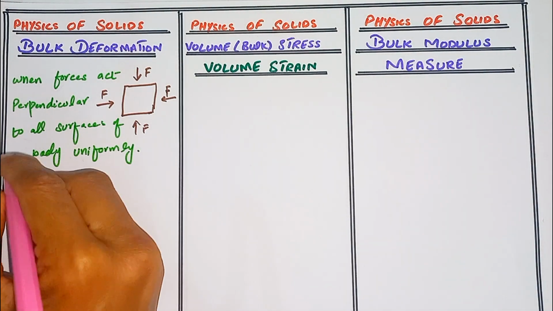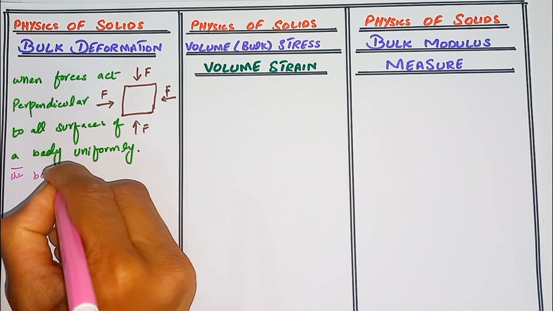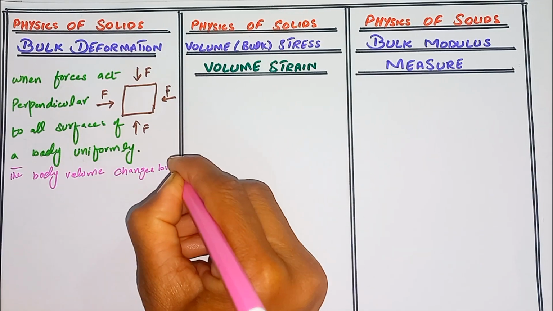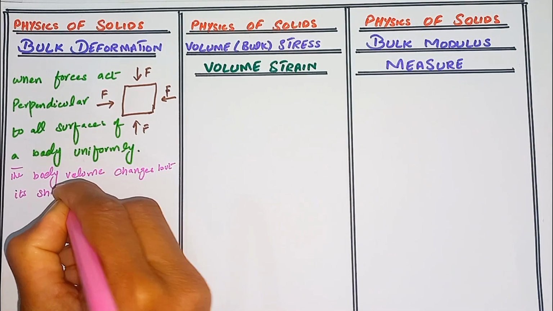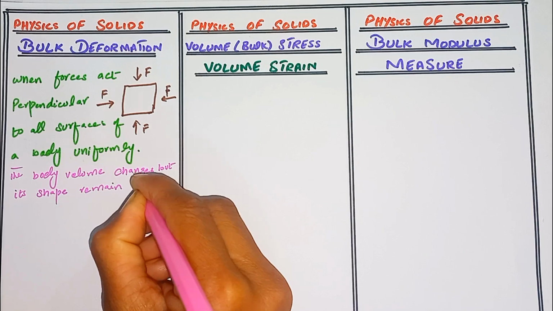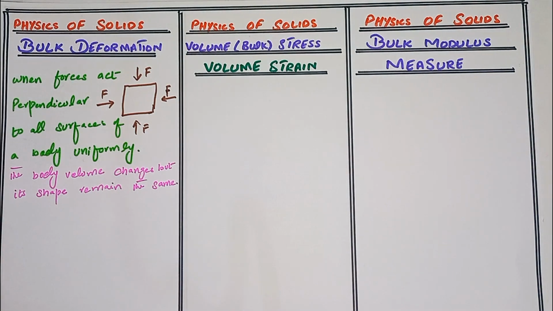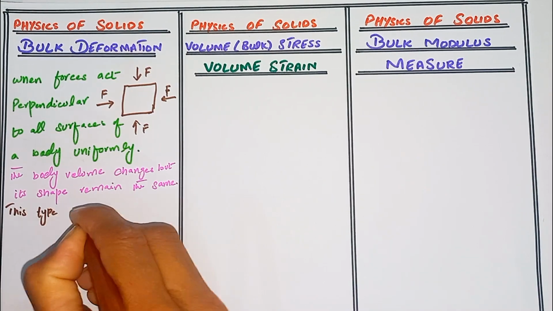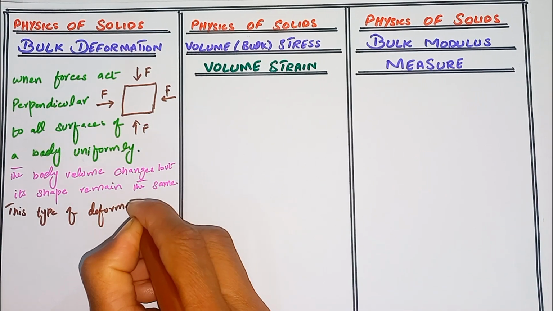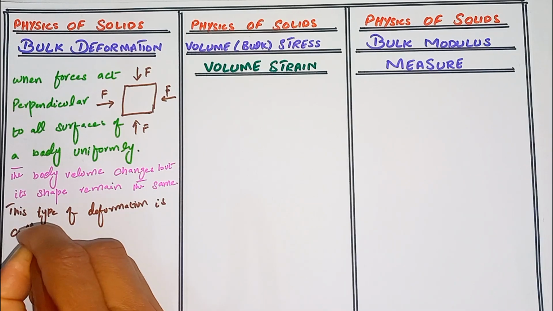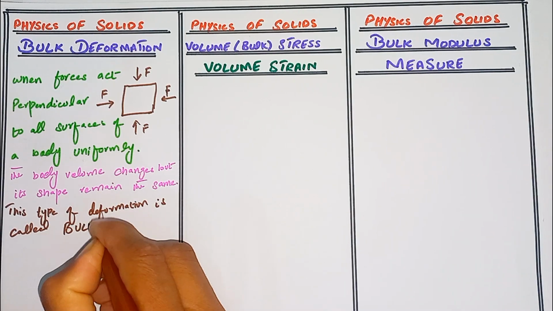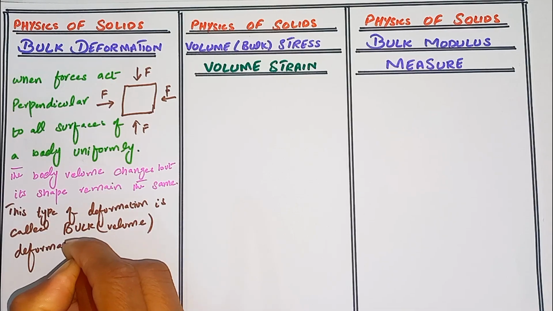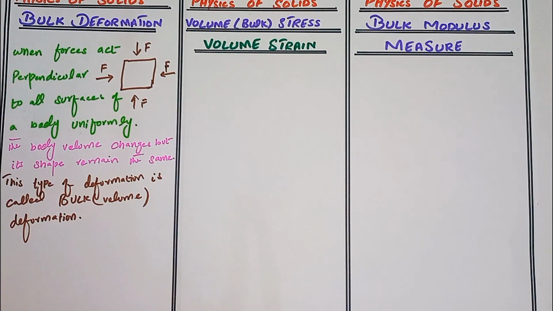The body volume changes, but its shape remains the same. This type of deformation is called bulk deformation, or volume deformation. If we talk about bulk deformation measurement, what does bulk deformation measure?